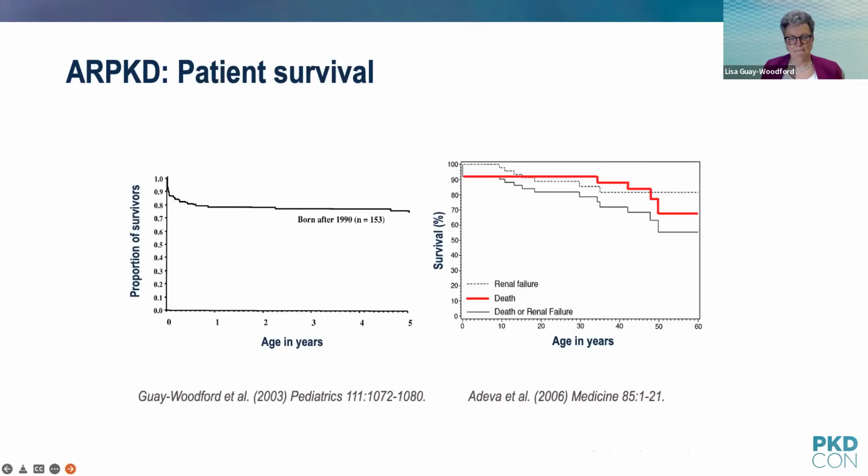In terms of patient survival, I use this diagram from some rather older studies to simply make the point that ARPKD is a disorder where, if patients die, they tend to die very early in life. And this, although it's a small number, really makes the point that after perinatal mortality, the next major lethal events in ARPKD patients are well into adulthood.